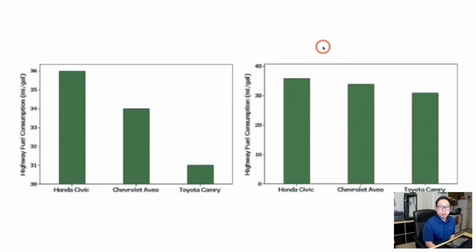Okay, so we'll end this unit talking about graphs that deceive. If you're trying to deceive people, this is how you do it. If you're not trying to deceive people, then don't do what I'm about to show you. Here we have two graphs.